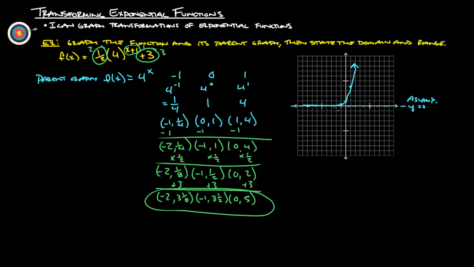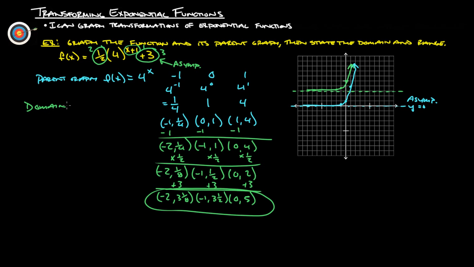So at -2, we are at 3 1/8. At -1, we are at 3 1/2. And at 0, we are at 5. Okay, so we know that there's an asymptote at 3 on this one here, right? So right here at 3, we draw a little asymptote. And then this graph is going to get really close to that asymptote, but not actually hit it. And then it's going to go up like so. Okay?